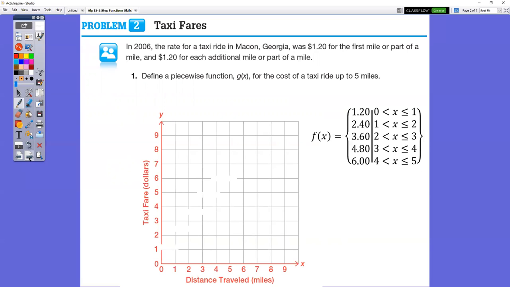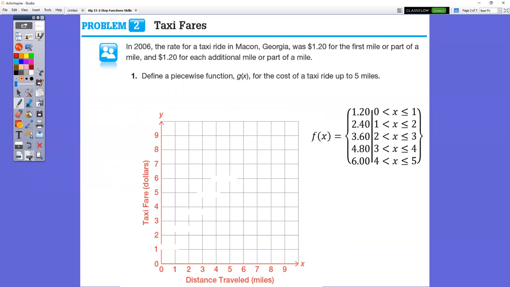Because as soon as you step in the vehicle and move 1 inch, you're paying $1.20 all the way up to like 1 full mile, 1.0 miles. Then when we get past that 1 mile, notice that it doesn't include one here, but it would be like 1.01 miles, all the way up to and including 2 miles. So you might go 1.5 miles, 1.25 miles, 1.75 miles, 1.9 miles. Anywhere in between that 1 and up to and including 2 miles exactly, you're paying $2.40. And then so on and so forth.